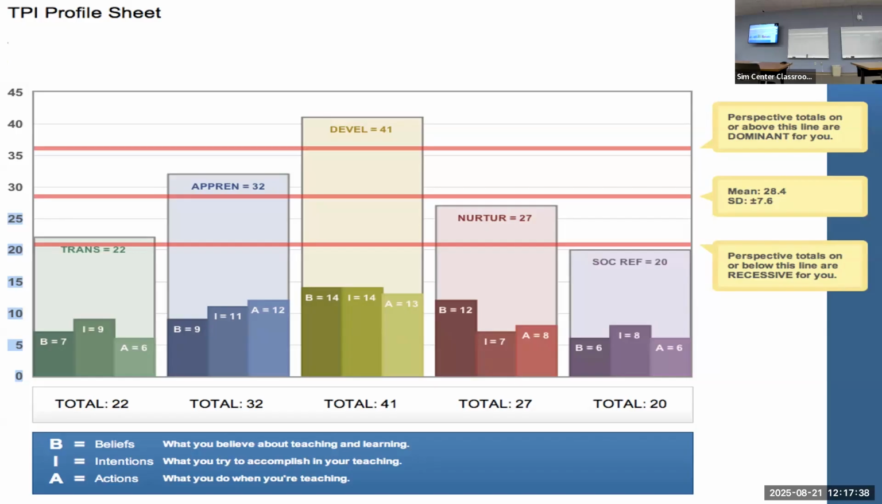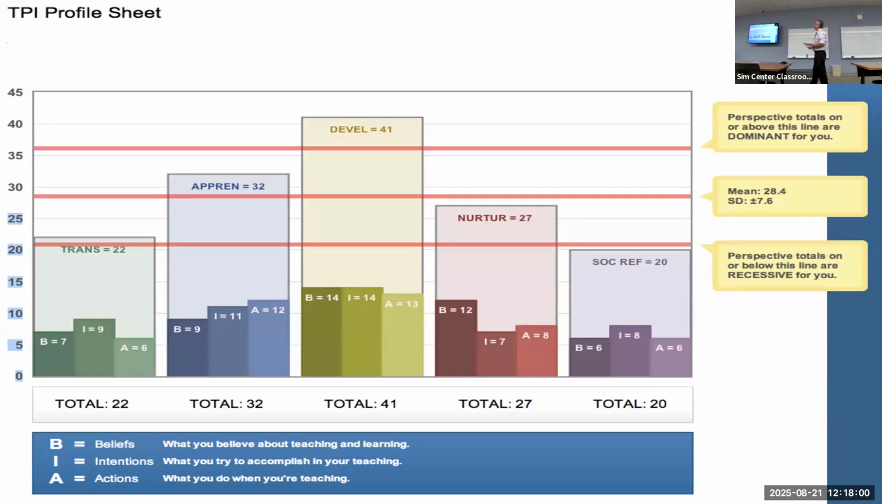These are the line of dominance and the line of recessiveness. The middle line is the mean line for you, and everybody has a different set of 3 lines, and they may be closer or farther apart, depending on how your answers were to the questions. Each box represents one of the 5 perspectives, and we'll get into what the perspectives are in a minute.